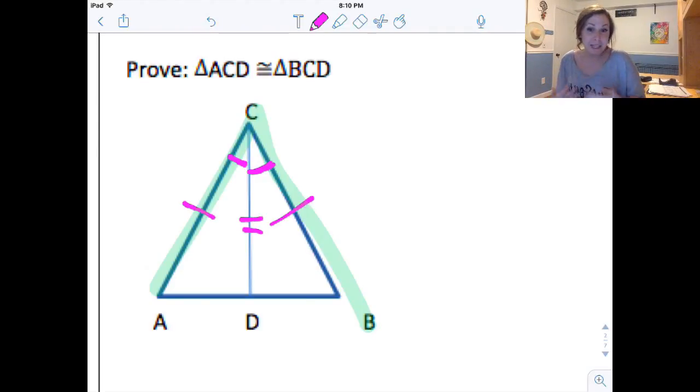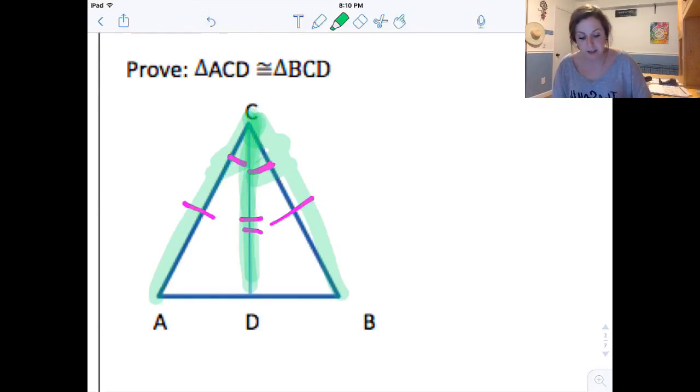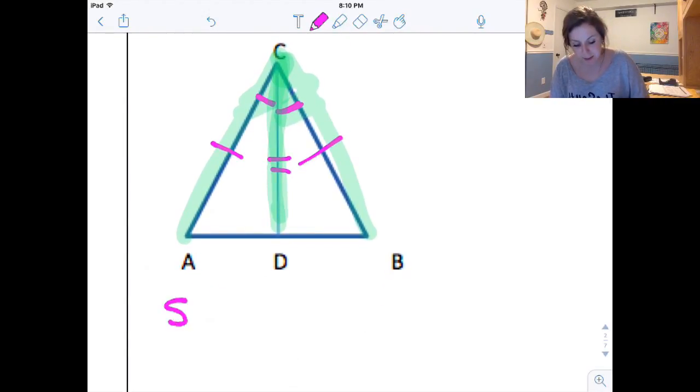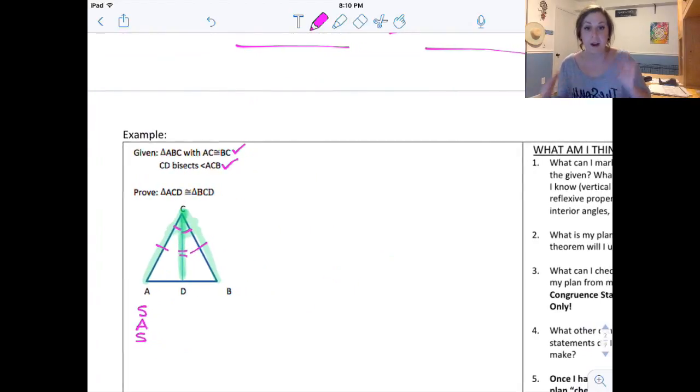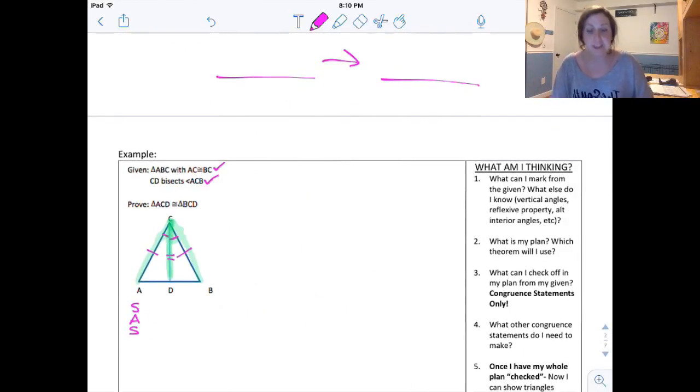And now I see a plan forming, right? If I go around in order, making sure that I'm not skipping a bunch of steps in between. But let's say I start at B. I have side, and then this angle, and then that side. Same thing on the other triangle. I have side, this angle, and then that side. So my plan here is to use SAS. And I always write my plan over here so that I know where I'm starting, okay? Now this is important, step 3. What can I check off in my plan from my given? Only check off congruent statements. If you've not made a congruent statement, you have not proved it yet.